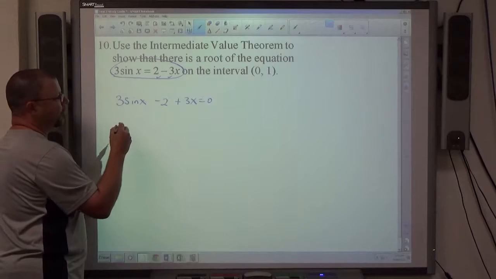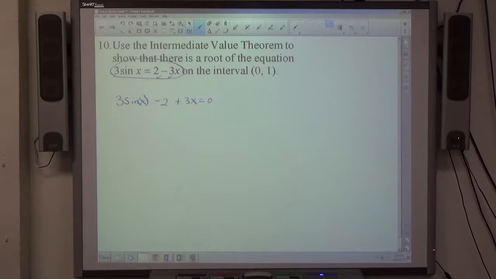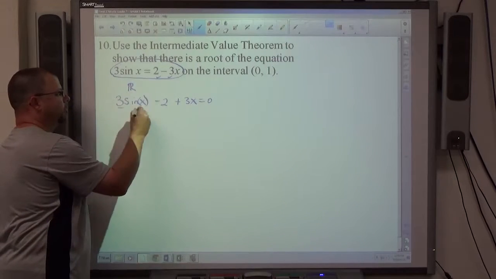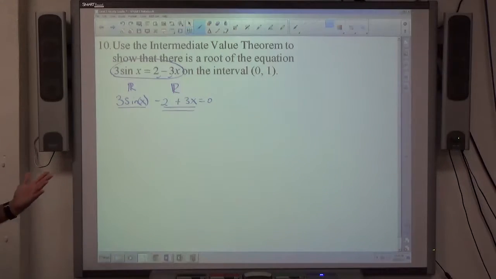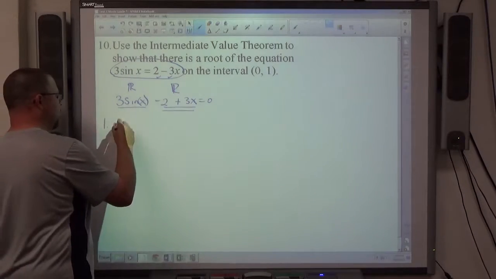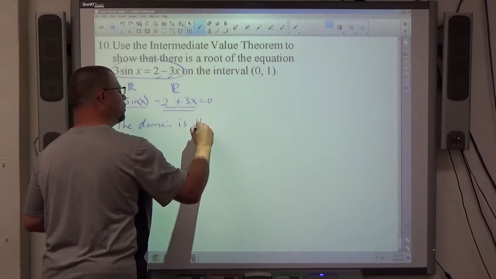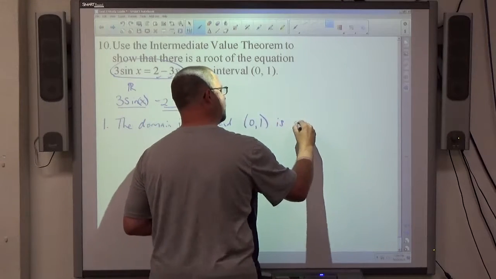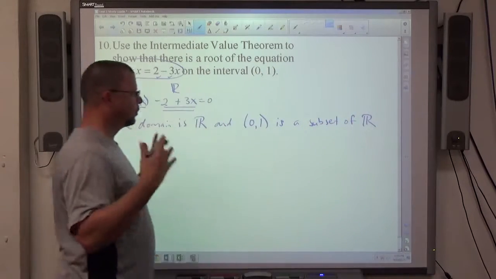Be careful if you're going to use a calculator to evaluate that, you put parentheses around that to ensure that you're just doing sine of x, not sine of x minus all that other stuff. Looking at it, it's a sine function, which is all real numbers. It's a polynomial function, which is all real numbers. So as far as domain is concerned, it's still all real numbers. So my first statement is going to be the same. The domain is all real numbers, and 0, 1 is a subset of all real numbers. So that's statement 1.